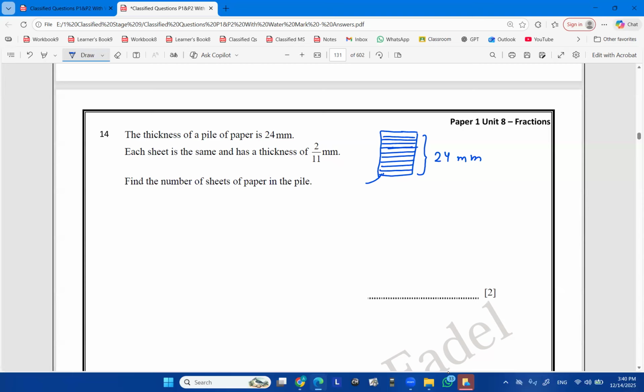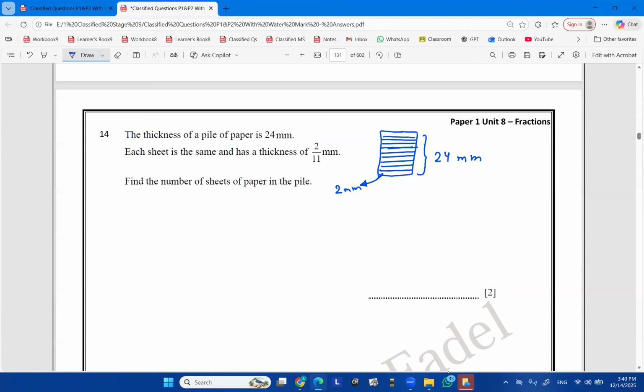Only one sheet is 2 over 11. Oh, imagine that I say to you, one sheet is 2 millimeters. Imagine, ignore the fraction and try to imagine this as a situation. Don't let the fraction confuse you. Imagine that I'm telling you the whole pile is 24 millimeters. One sheet is 2 millimeters. How many sheets are there?